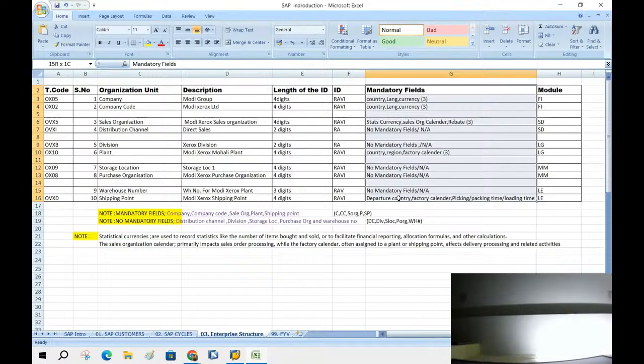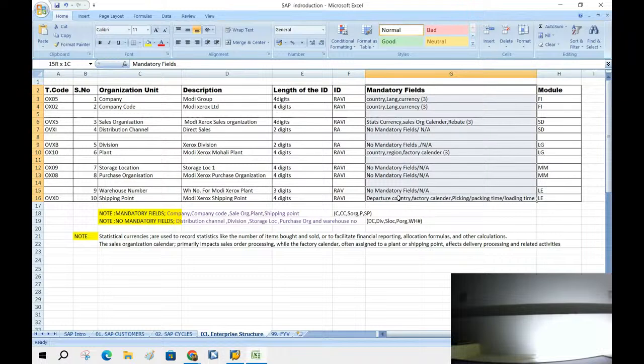Storage location is going to have no mandatory field. Purchase organization, no mandatory field. Warehouse number, no mandatory field. Shipping point, four mandatory fields: departure country, factory calendar, pick pack time, and loading time.